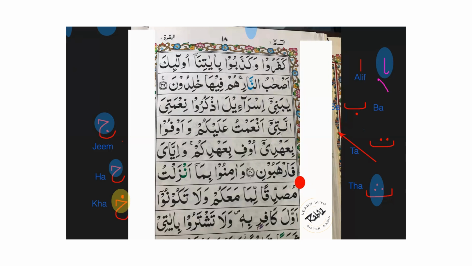Okay, and the other letters, I cannot see a Jim or I cannot see a Kha. But good job, mashallah. You did good. Now we know how to find the Jim, Ha, Kha family, right? We know how to find the Alif. We know how to find Ba, Ta, Tha.